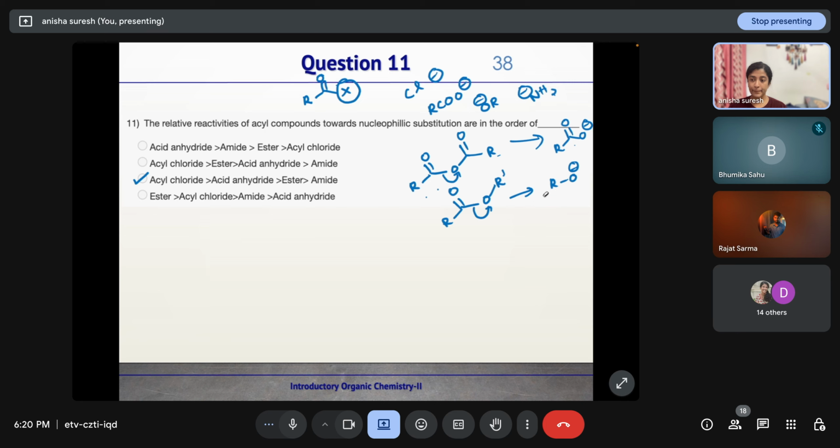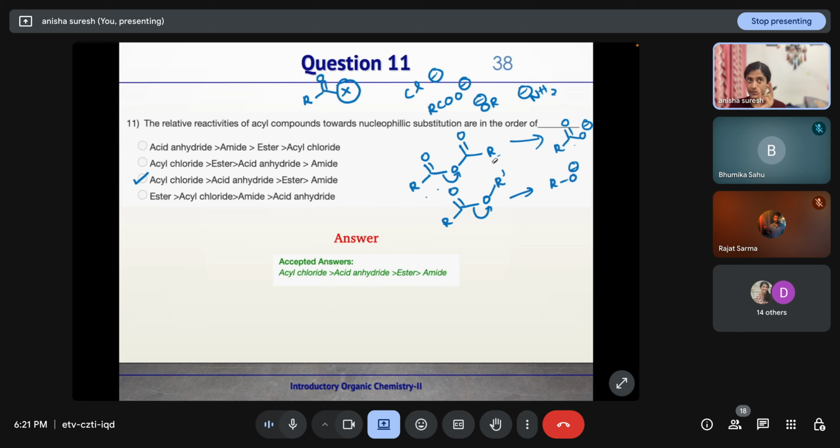So we will be considering the stability of both of these. This will be more stabilized because of the resonance effect. Resonance is there. In this case, that resonance is not possible. It is localized, so this will be less stable compared to this one. Because of that, the acid anhydride will be more reactive than the ester. Okay, ma'am. Got it. Thank you very much. So option C will be the right answer in this case.